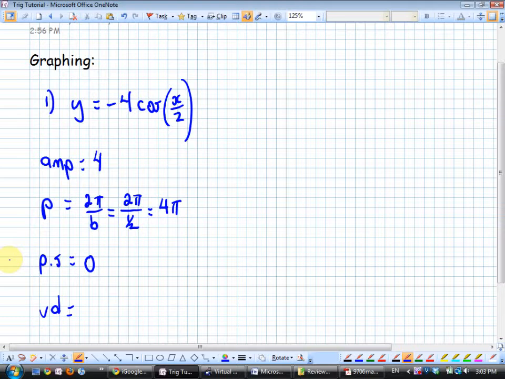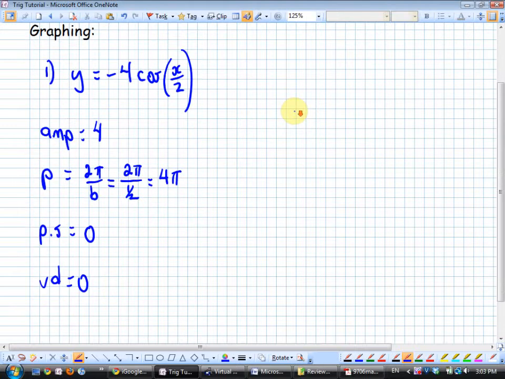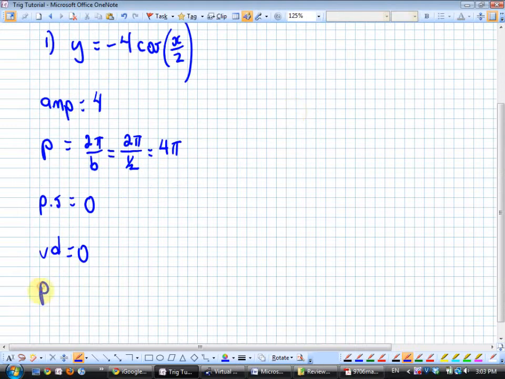Vertical displacement. What's the vertical displacement? That would be something plus or minus outside the brackets. Then I gave you two more things to find. I said you're going to find it really handy to take the period and divide it by 4. I won't ask you to fill in that blank because that's not actually a math term. That's Mr. Dueck's own little invention.